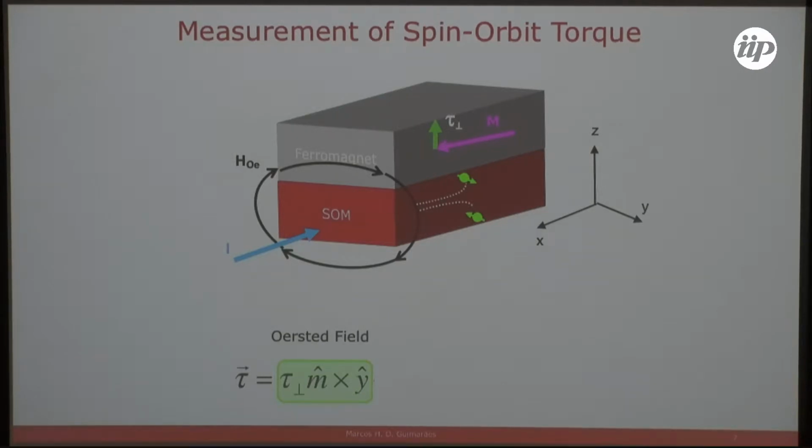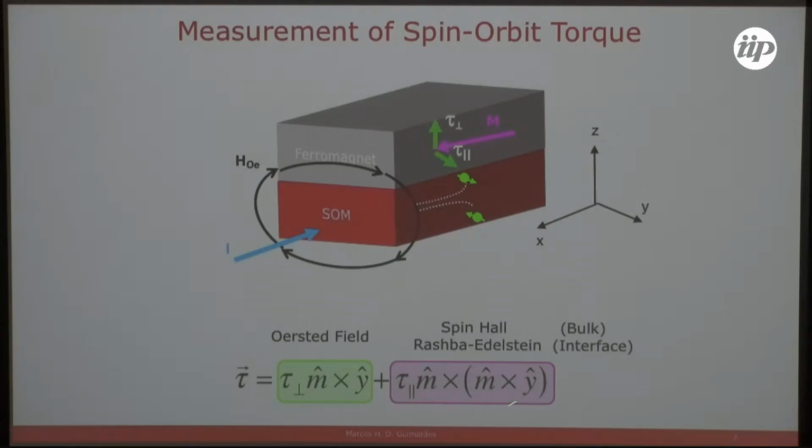And now if you have, for example, a spin-Hall effect, so I'm injecting spins pointing in the y direction into my ferromagnet, this will cause an in-plane torque, which has a symmetry of M cross (M cross y), which is even in the magnetization direction. And this could be due to a spin-Hall effect, for example, in bulk materials. This could be due to a Rashba-Edelstein effect. So it's a Rashba spin-orbit coupling at the interface between my spin-orbit material and my ferromagnet. And this I'll call the anti-damping-like torque, so an even torque in the magnetization.